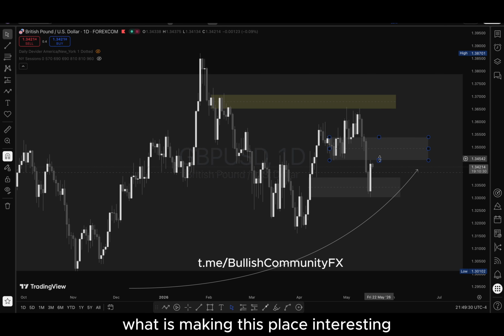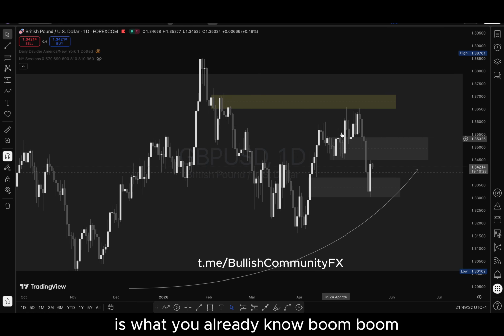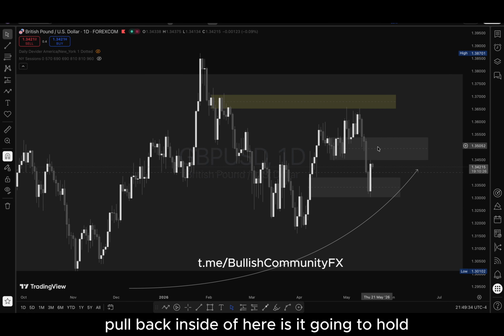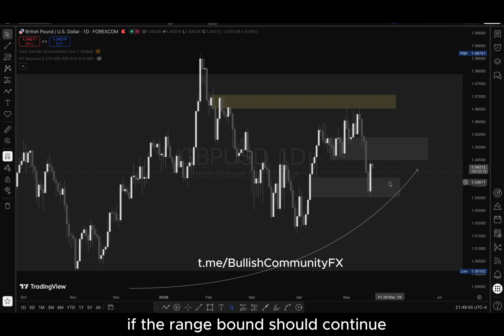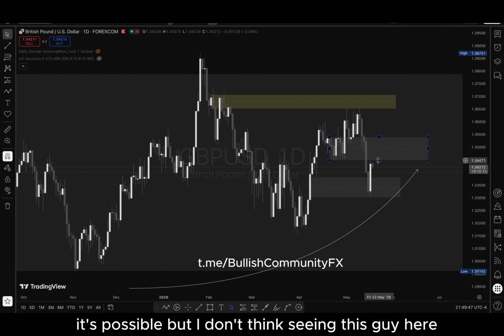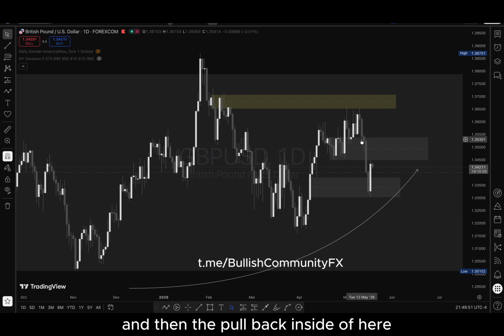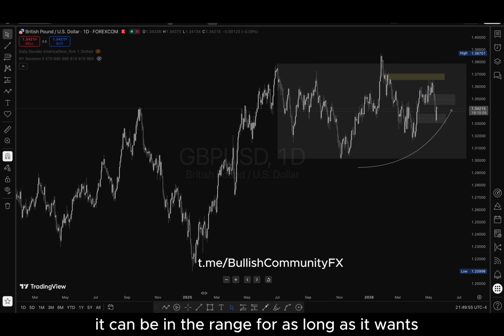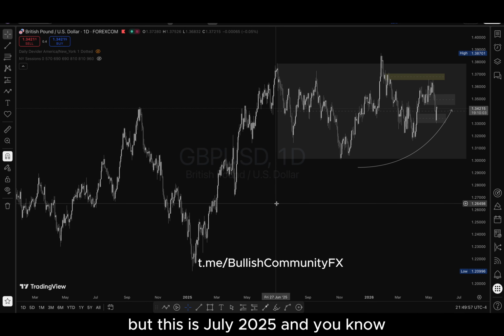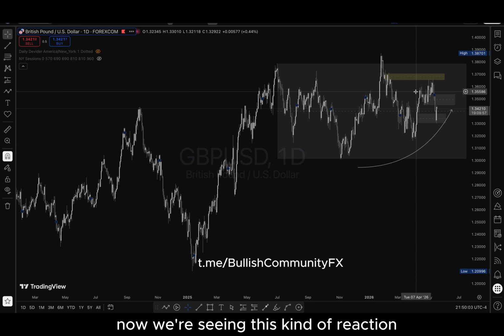So what is making this place interesting is what you already know. Boom, boom, pull back inside of here. Is it going to hold? Is it going to go lower? If the range bound should continue, it's possible, but I don't think seeing this guy here and then the pullback inside of here. Price can be in the range for as long as it wants, but this is July 2025, and now we're seeing this kind of reaction.